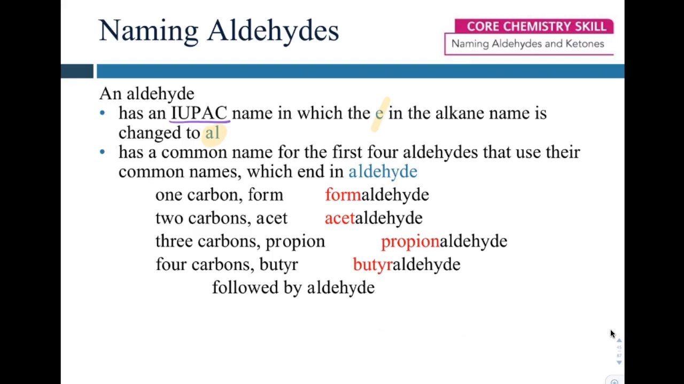That is just methanal, and so it's got 1 carbon, right? And then you've got some other common names, propion and butyr for 4, and they actually just put the word aldehyde on the end. So you may see those. I'm only going to require you to know the IUPAC names.